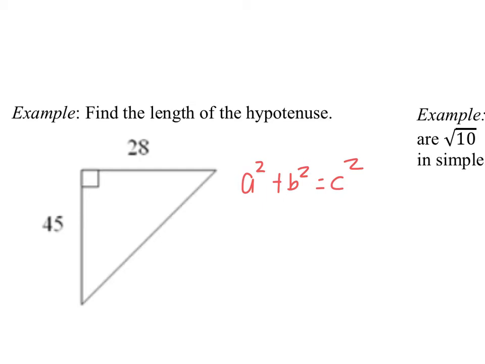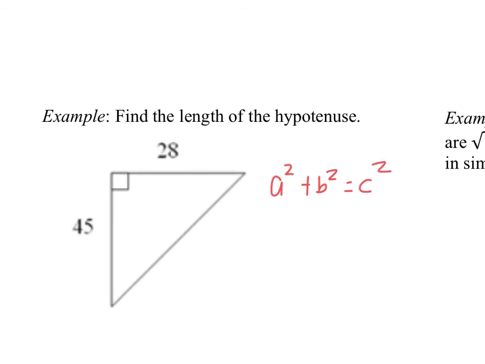And I now need to ask myself, what are my legs? What is my hypotenuse? Well, I know my hypotenuse is across from my right angle. So here's my c, and here's my a and my b. It doesn't matter if you make the 45 your a or the 28 your b, because you're still going to get the exact same answer. I want to find my hypotenuse, but I don't know what it is. So whenever we don't know something in math, we either put a question mark or we put one of our favorite variables. In this case, I'm going to put an x. So I'm going to make my substitutions: 45 squared plus 28 squared equals x squared.